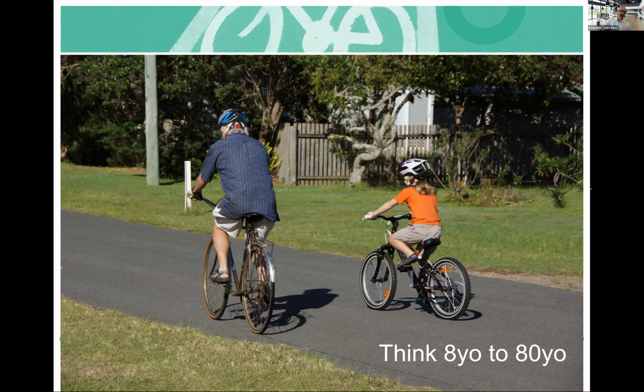That's a general design philosophy, 8 to 80, it's called. It's that your city should be designed for an 8-year-old and an 80-year-old to be able to safely and freely use it, and then it should be safe for everybody. I would say this works for a lot of the cycling community, but not all of it.